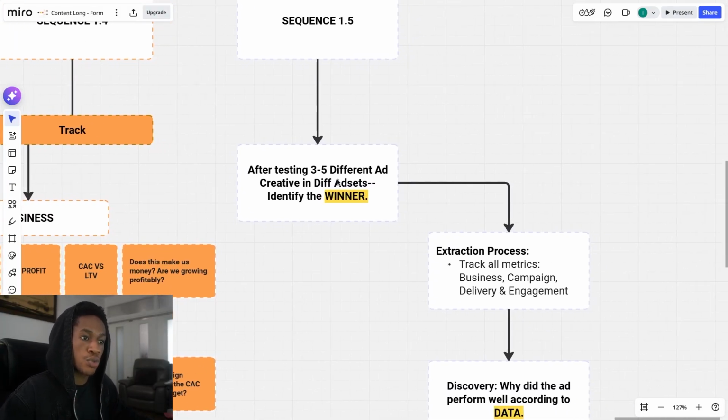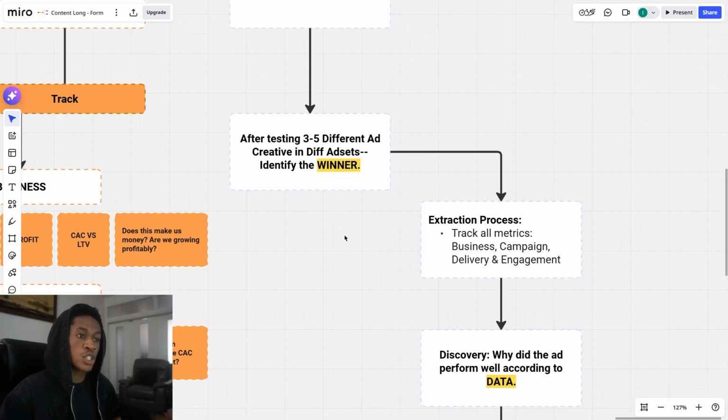After testing 3 to 5 different ad creatives in different ad sets, identify the winner. This is the process we use. We identify the winner because obviously with the Andromeda update, it's not just about volume. You can't post the same ad 3 to 5 times and then hope it will do well. Andromeda will just find the one good ad and then push spend or budget to that, but that's obviously if you're running it from a CBO, not ABO. But once again, what I'm trying to say here is we identify the winner ad.